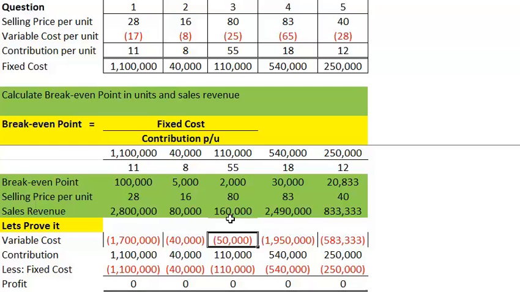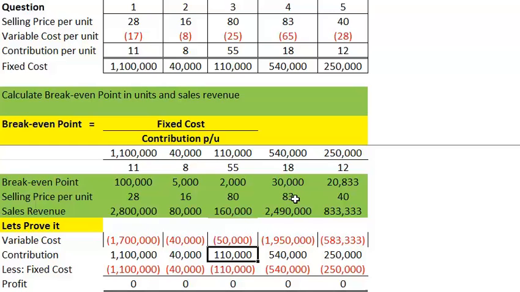We deduct it from sales revenue of 160,000. We get total contribution of 110,000. Our fixed cost is 110,000. We get a profit of 0. In the same way, we have a break even point in our question 4 of 30,000 units.